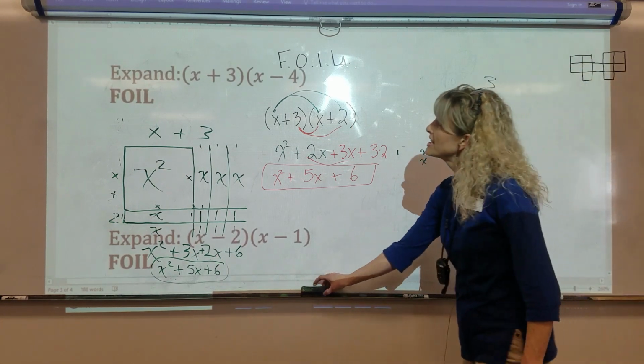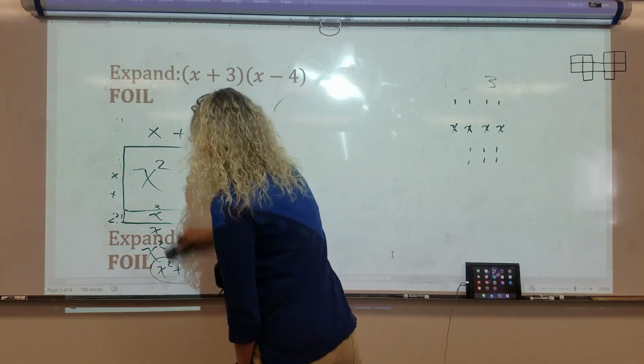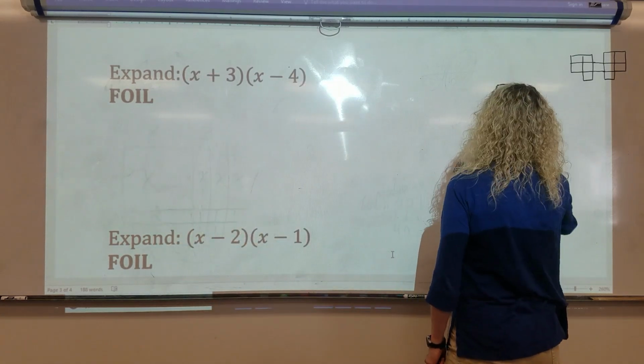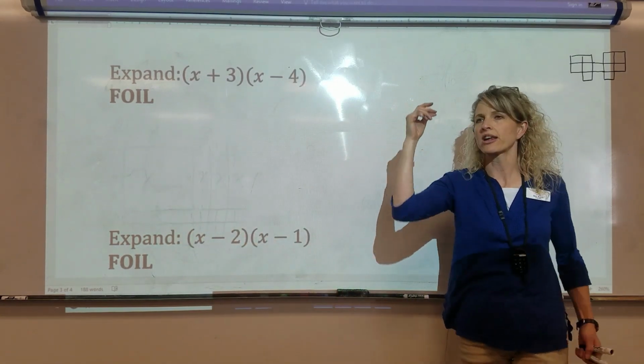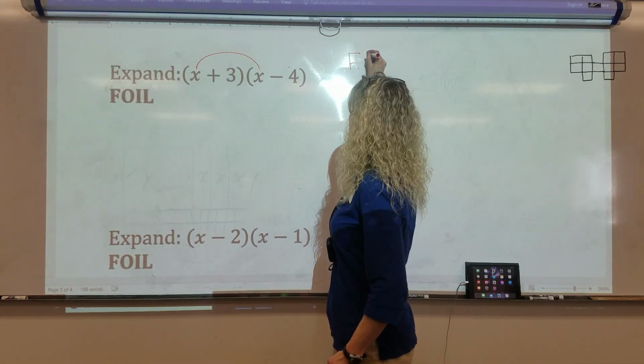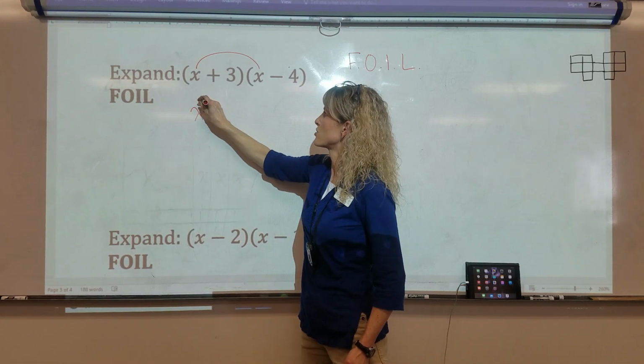Okay, x plus 3 times x minus 4, using the FOIL method. F stands for first. Okay. We'll write it out. FOIL. First, so x times x is x squared.